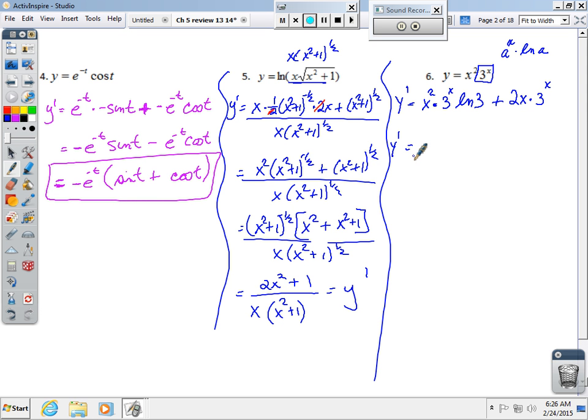Alright, just do a little simplification here. I'm going to factor out an x and a 3 to the x. So 3 to the x times x, so that's going to leave me with x ln of 3 plus a 2. And that's about it. That's all I can simplify.